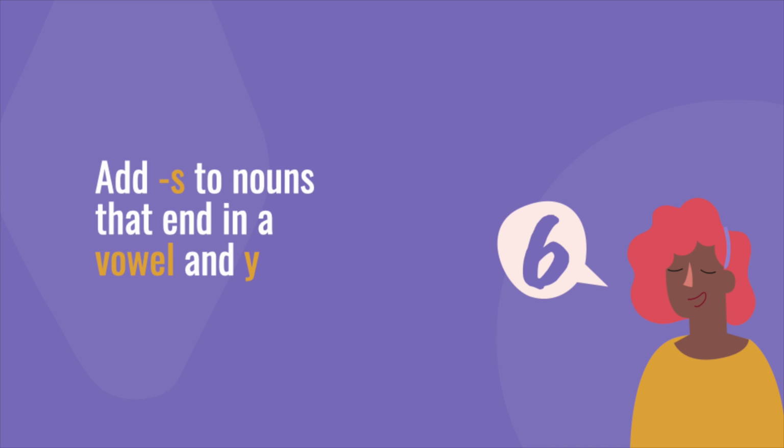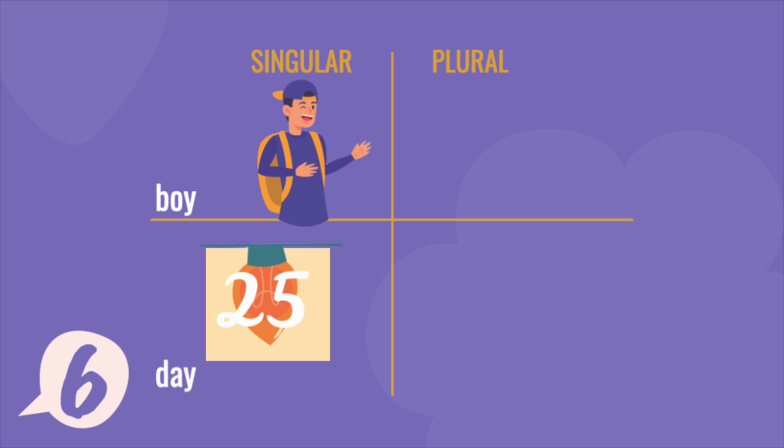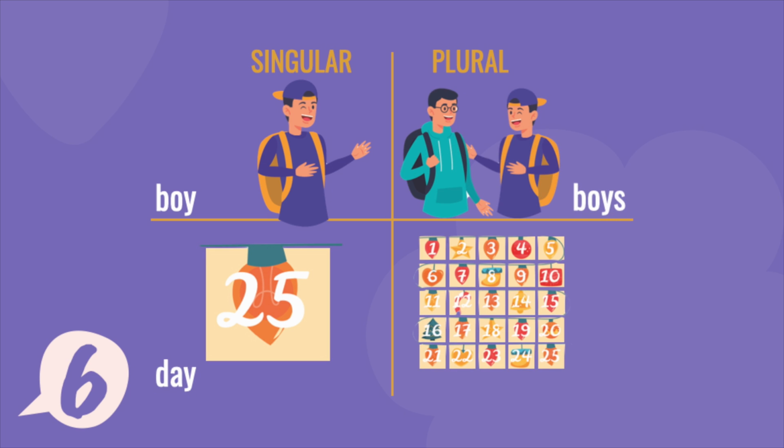Nouns that end in y also have a couple of rules. Rule number 6. If a vowel comes before a y, the plural is formed by adding s. How do we make these singular nouns into plural nouns? Simply by adding s. Boy becomes boys, and day becomes days.